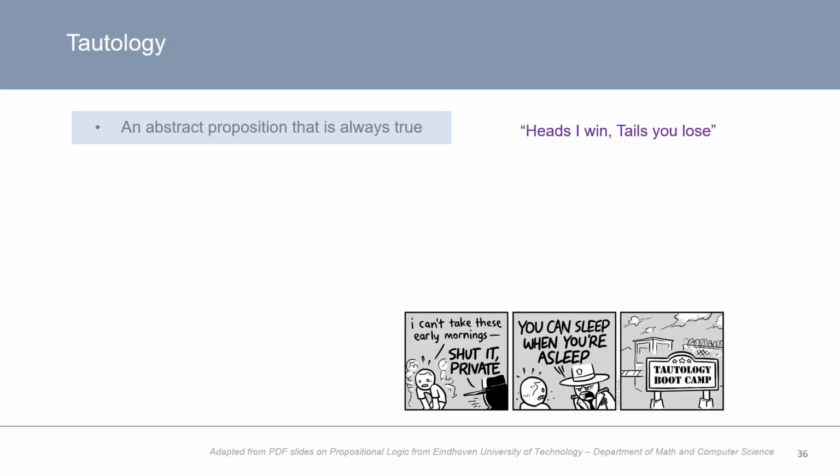A tautology is an abstract proposition that is always true. In other words, the sentence "heads I win, tails you lose" always has to be true. Another example is "this course is easy, or this course is not easy," which also by necessity always has to be true. Here we represent that statement with the propositional sentence, P or not P is equivalent to always true.